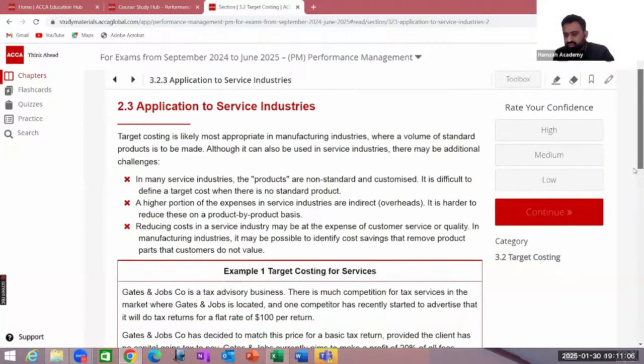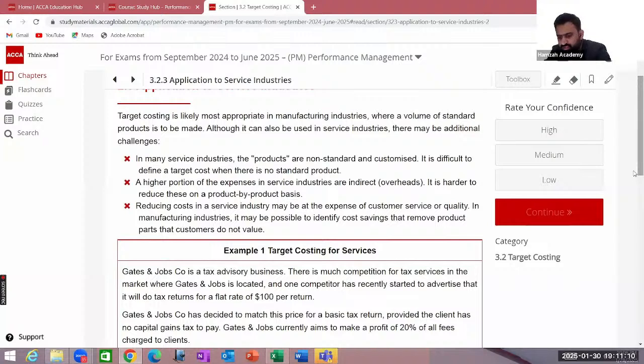The concept of target cost can also be applicable to a service industry. Normally, in this subject, we talk more about the manufacturing concern. Absorption costing is purely for manufacturing concerns. ABC as well. The target costing can be applied on a manufacturing industry, and the target cost concept can also be applied on service industries as well. The target cost is more likely appropriate for manufacturing, where a volume of standard product is to be made, although it can be used in a service industry. But when you apply it in the service industries, there will be some challenges. For example, in many service industries, the products are non-standard and customized, and it is difficult to define a target cost when there is no standard product.